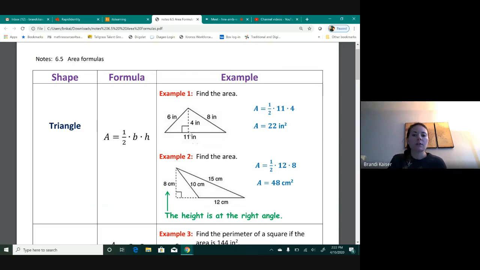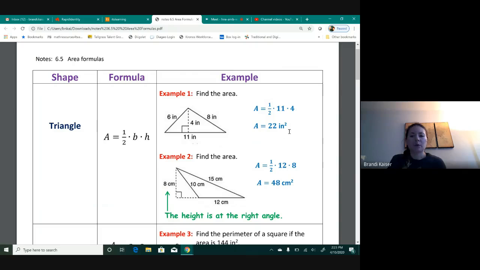Okay, so in this particular triangle, they gave the side of 6 inches, they gave 8 inches, and then the bottom's 11 inches. And on the inside of this dotted line, that's 4 inches. But if you notice that dotted line, that's connected to the 90-degree angle. This dotted line is technically the height of the triangle. So we're going to use that 4 as h. It is perpendicular to the 11, so the 11 is going to be the base of the triangle. So for our formula, they did 1/2 times 11 times 4. 11 times 4 is 44. Half of 44 is 22, so the total area is 22 inches squared.